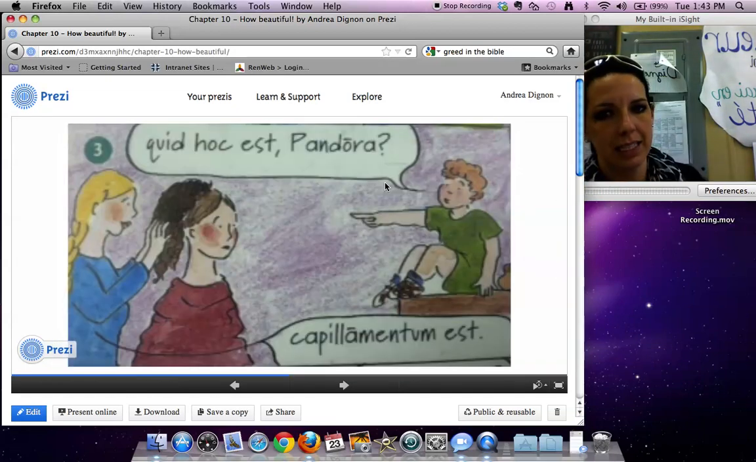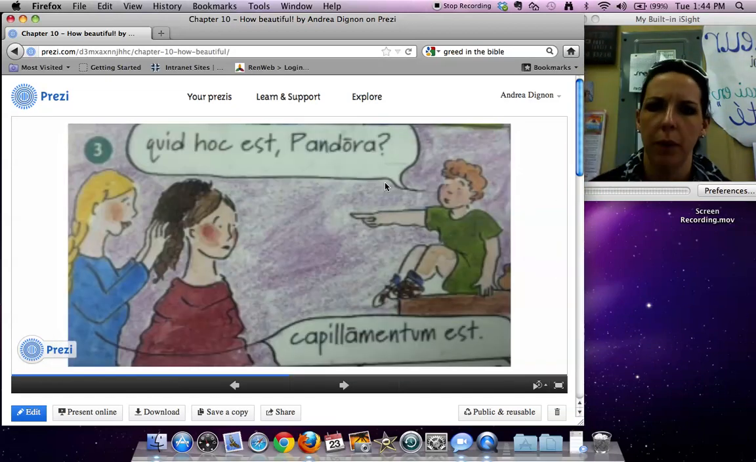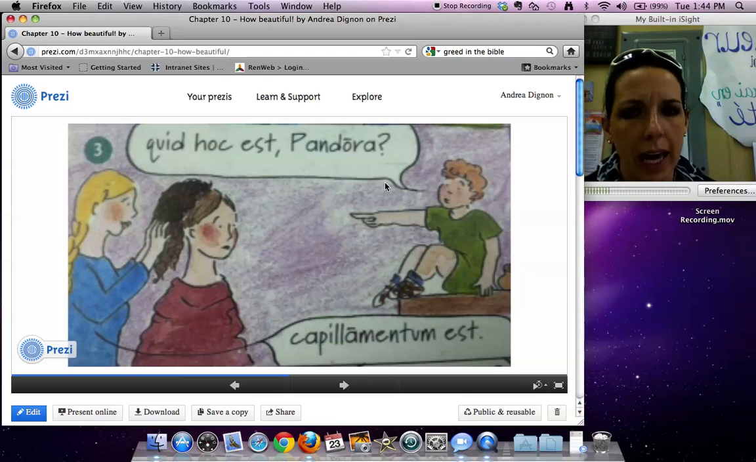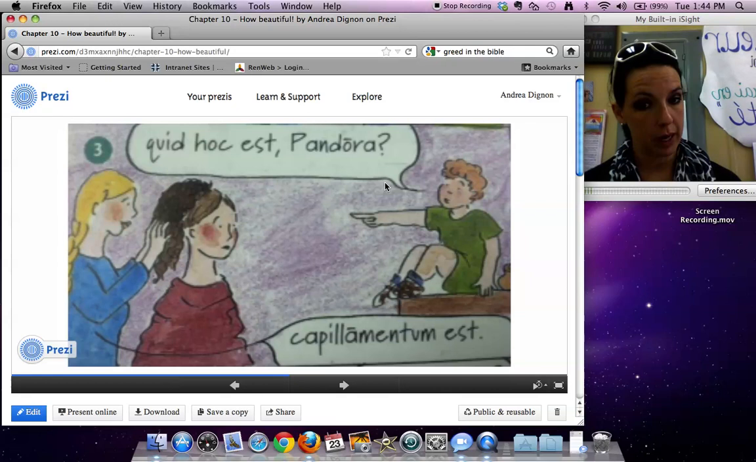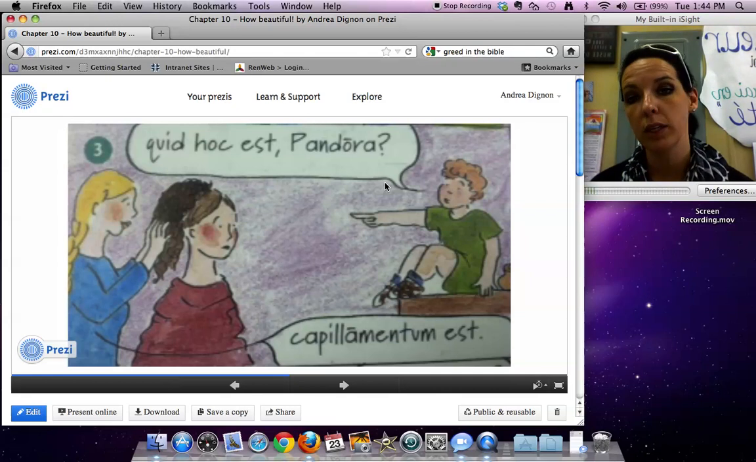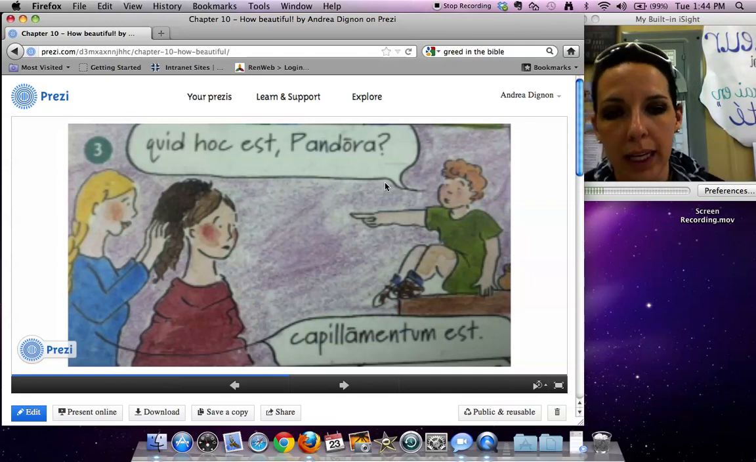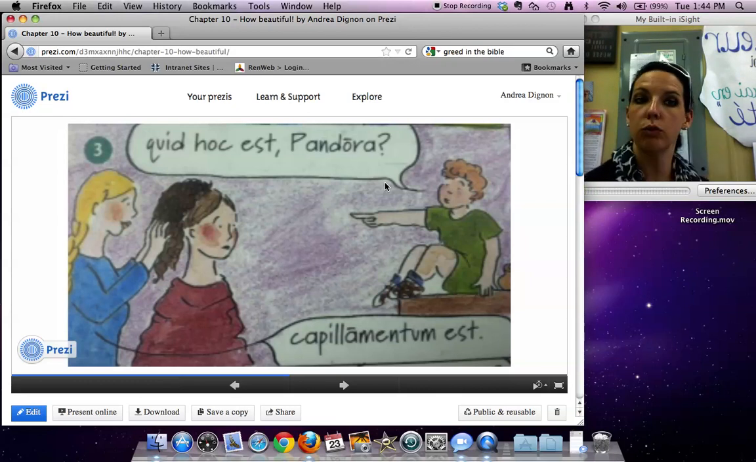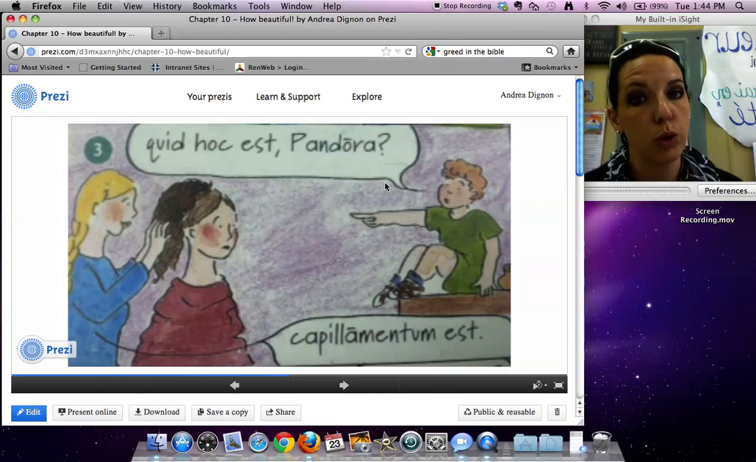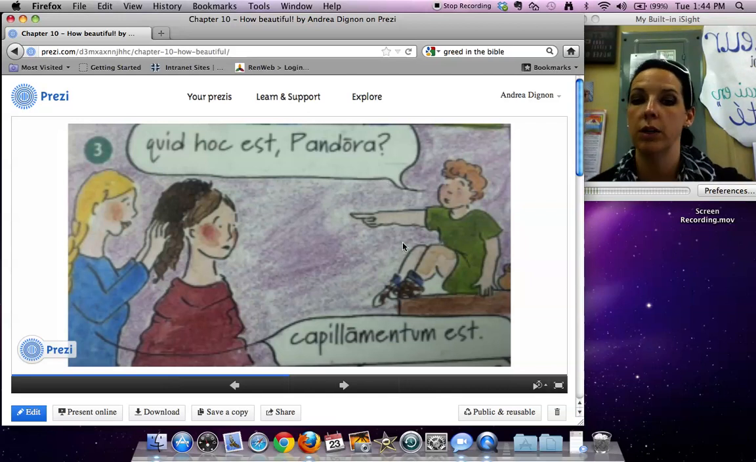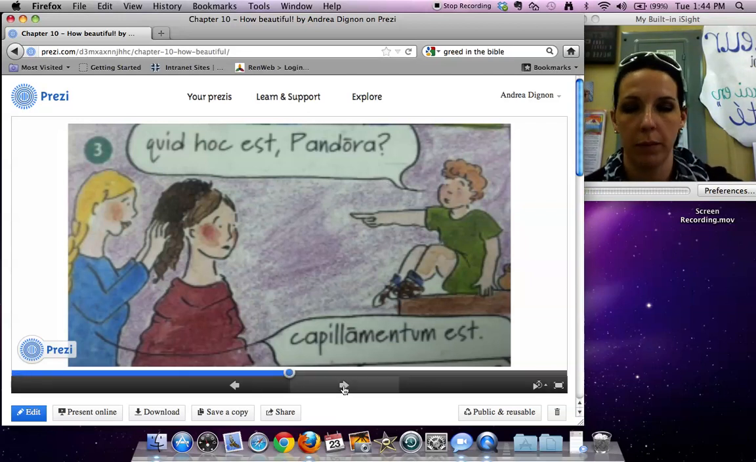All right. What is that, Pandora? Quid hoc est? And Pandora responds, capillamentum est. We remember this, right? Capillamentum, a wig. It is a wig. So Rufus is, of course, being curious. Rufus curiosus est. We already know this about Rufus. Oh, I see something happening. I can see it.